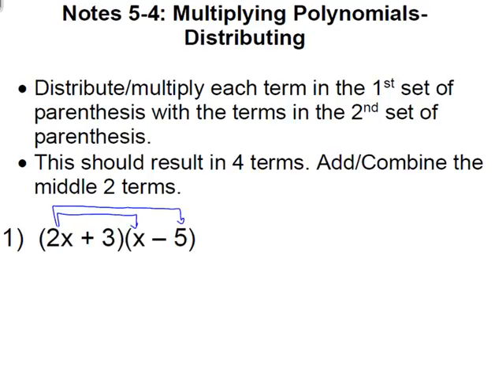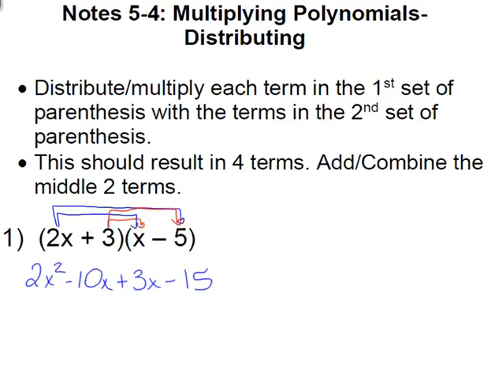So I'm going to do 2x times x, which gives me 2x squared. 2x times my negative 5, which gives me a negative 10x. I'm now going to take and do the same thing with my 3. 3 times the first one and 3 times the second one. So 3 times x gives me 3x. 3 times a negative 5 is a negative 15.